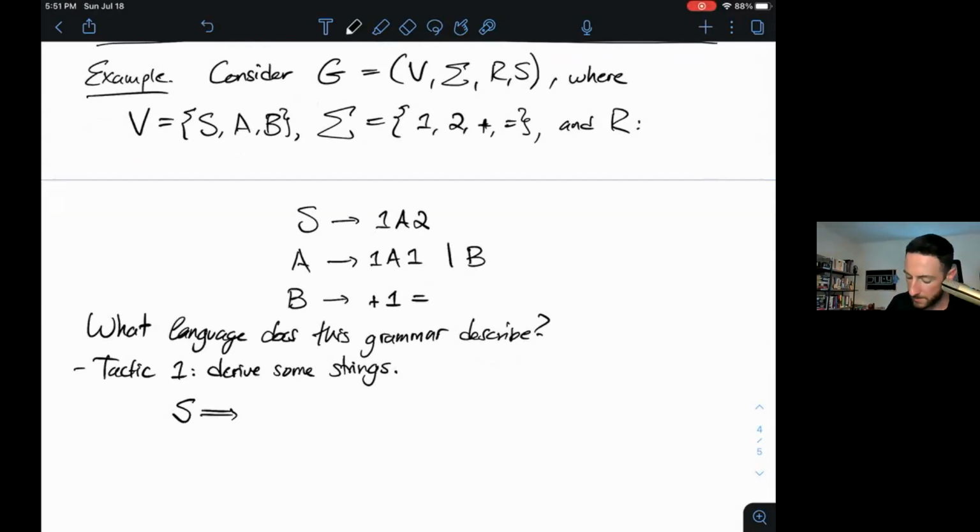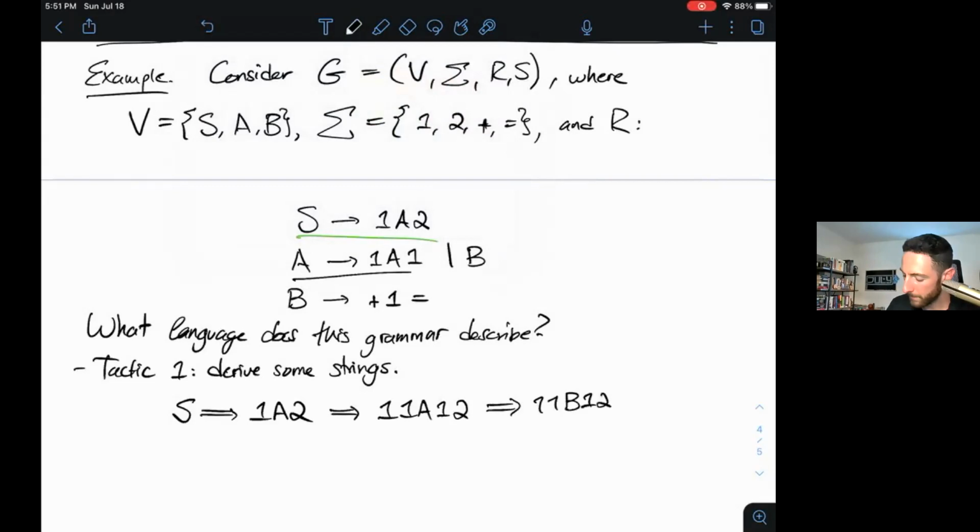I could certainly go from S to 1A2 using this first rule. And then I could substitute this A for 1A1, so I get 1, 1, A1, 2. Then maybe I substitute my A for a B using the second rule for A. Get 1, 1, B1, 2. And then substitute B for terminals. So 1, 1 plus 1 equals 1, 2.